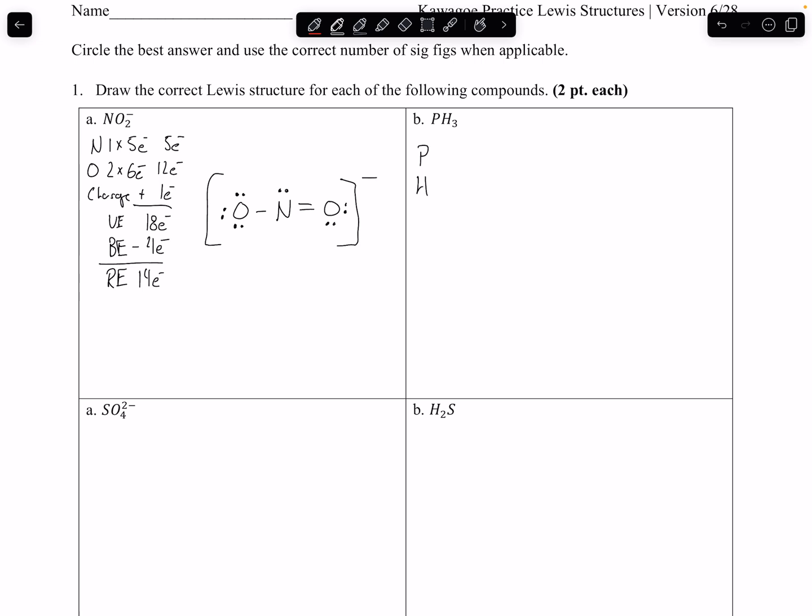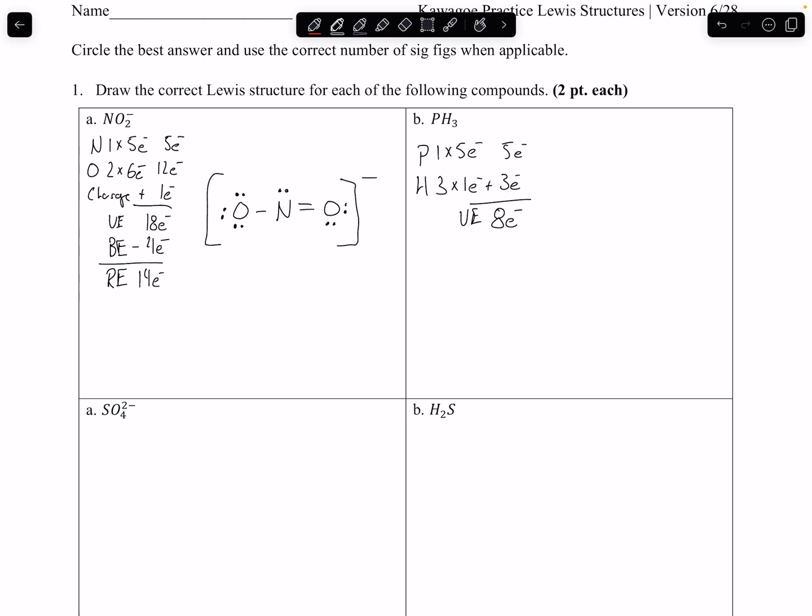All right, so let's do the other order here. For this one, phosphorus, we have one of those. We have 3 hydrogens. So this is times 5 electrons. This is times 1 electron. So that's going to be 5 and 3. And we don't have any charges, so we can just add those up, and that's going to give me 8. And that's my total number of valence electrons.